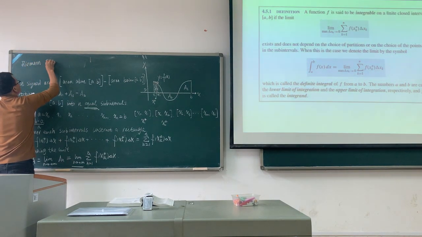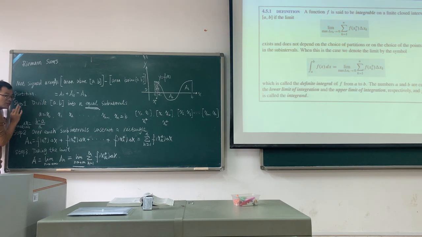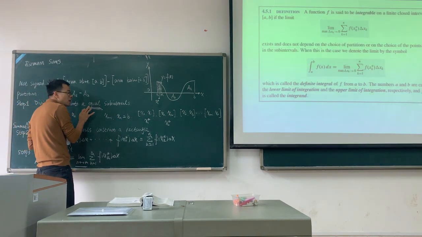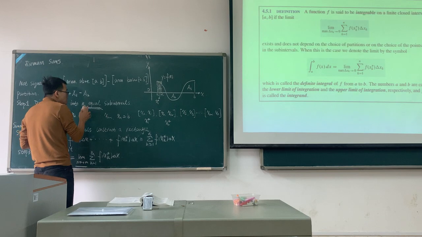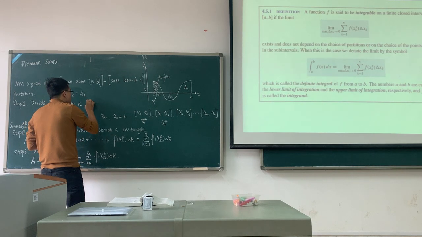The Riemann sums. So the Riemann sums is actually the same: it finds the area. So here the first is the same. Now we have three steps. The first step is also the partition. So the first step is to divide AB into n, not equal, subintervals. Okay, n subintervals.